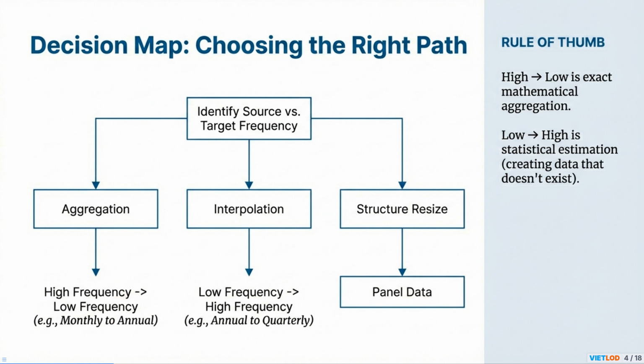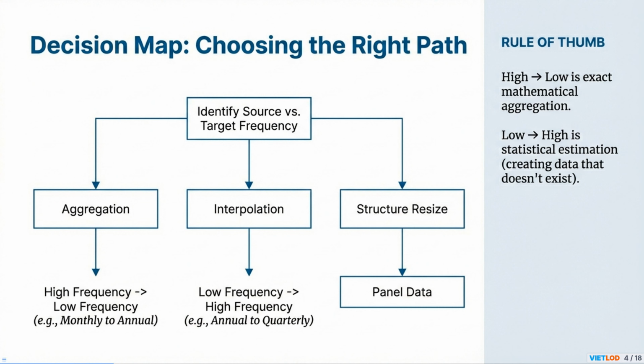This slide presents a decision map to guide you in choosing the correct path for frequency conversion based on your data needs. The first crucial step is always to identify your source and target frequencies. This initial assessment determines which of the three main methods you will employ. If you are moving from a high frequency to a low frequency, for example, converting monthly data to annual data, you will use aggregation. As the rule of thumb highlights, high to low conversion is an exact mathematical aggregation.